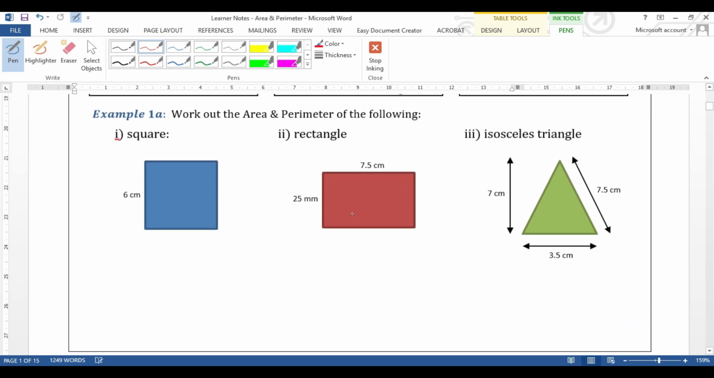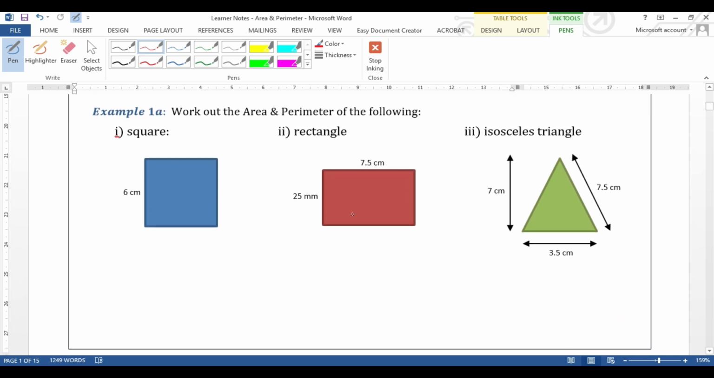Example 1a, work out the area and the perimeter of the following. So you've got a square, rectangle and an isosceles triangle. If you pause the video and try it yourself, feel free to do that, or if not, just feel free to carry on, and I will go through the answers right now.